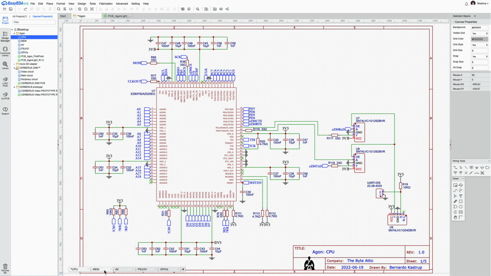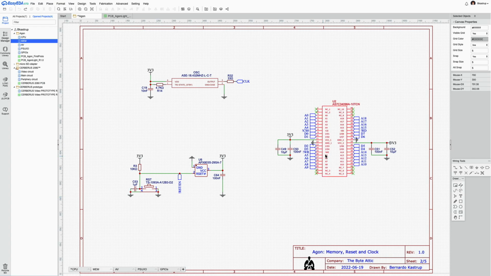All right, let's go to the next page. That's a very simple page. This is just the SRAM, the system SRAM, with two values of bypass capacitors on both VCC inputs.